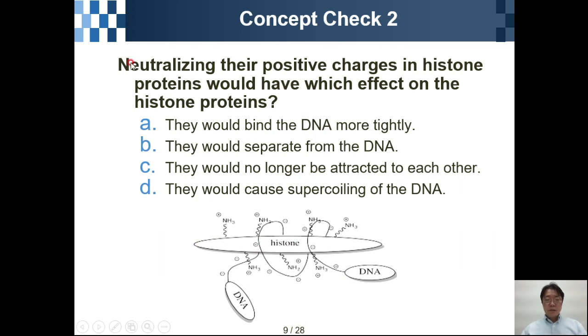But the question is, what effect would neutralizing their positive charges in histone proteins have? The answer will be number B. So the histone proteins would separate from the DNA. The answer is number B.